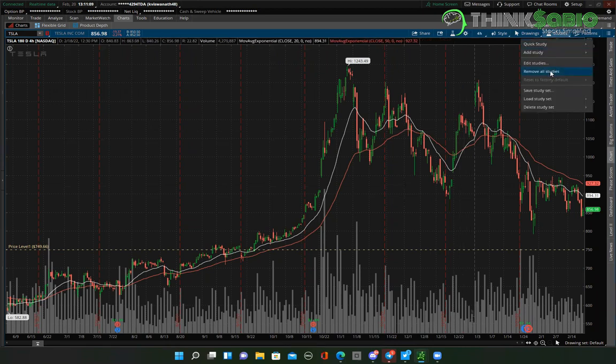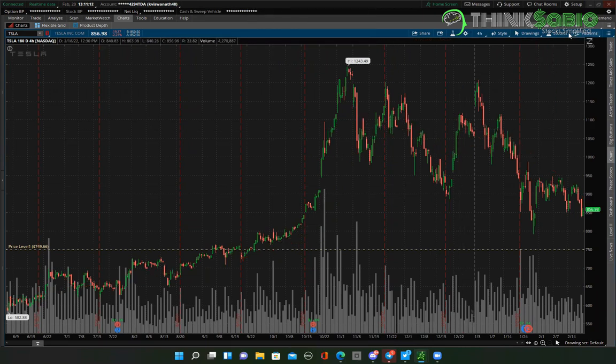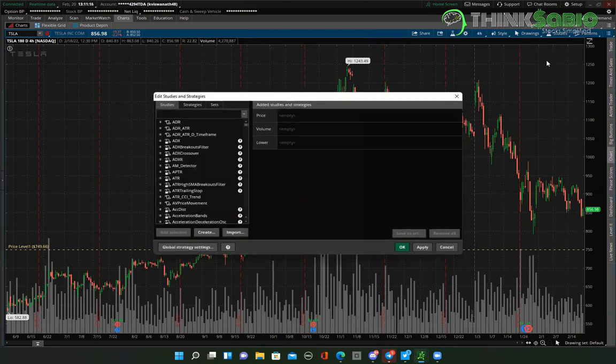So I'm going to remove all the studies, right? I'm going to click on studies. Then I'll go to edit studies here. And then here is where we will add the indicators, right? Like the moving averages or Bollinger Bands or RSI or CCI, dollar volume, whatever you guys use on a day-to-day basis, we add these in the studies.